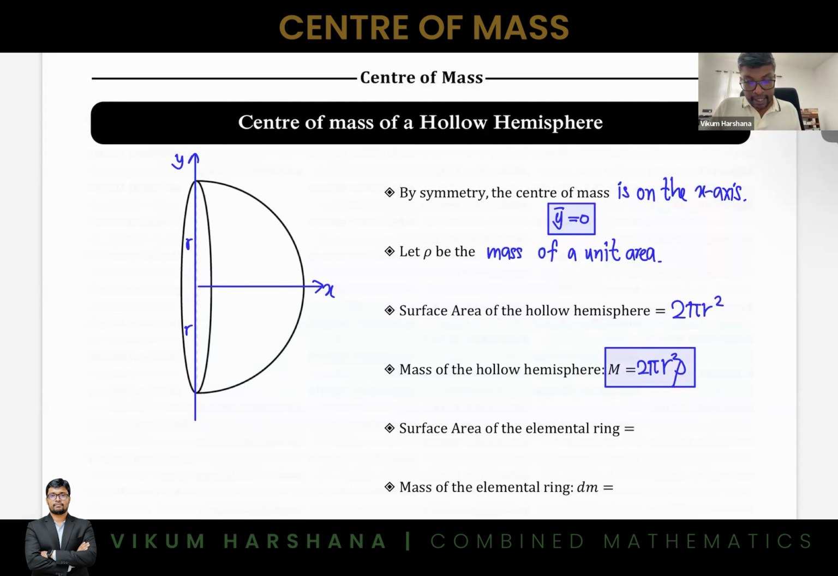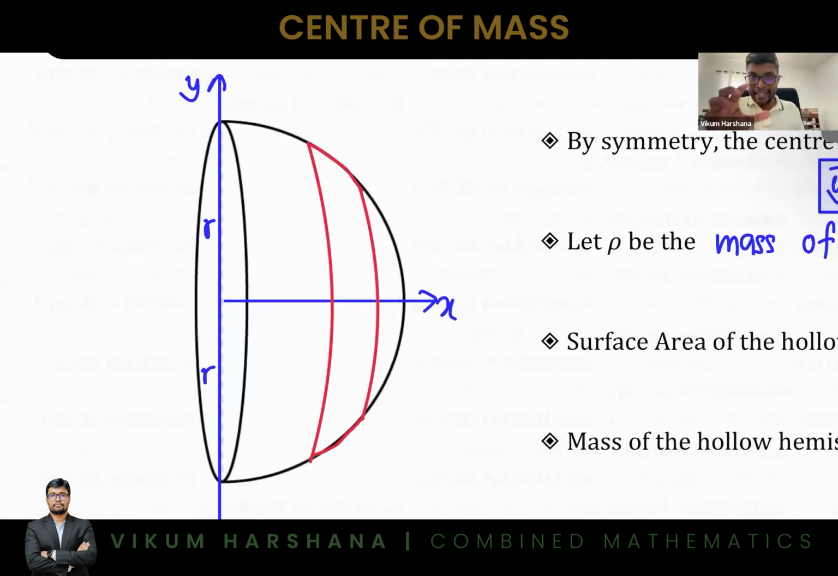Okay. Surface area of an elemental ring. Nice. Okay. Now let's define another elemental ring here. So from here to here and from here to here. So it's here and here. Now we are not going to do the disk stuff. We are going to do the elemental rings now. Okay. Now we are going to define more stuff now. So this is going to be y.